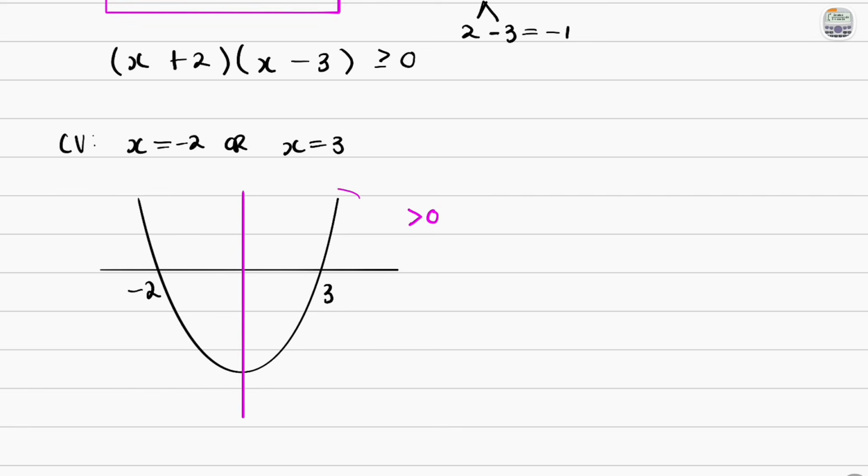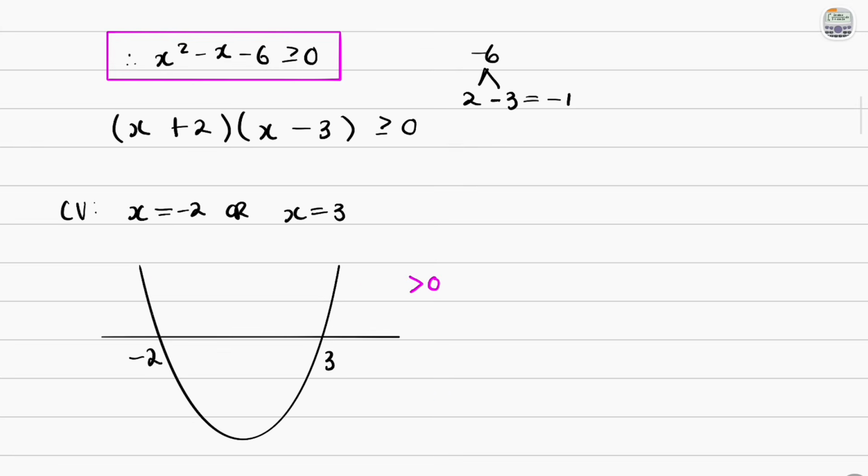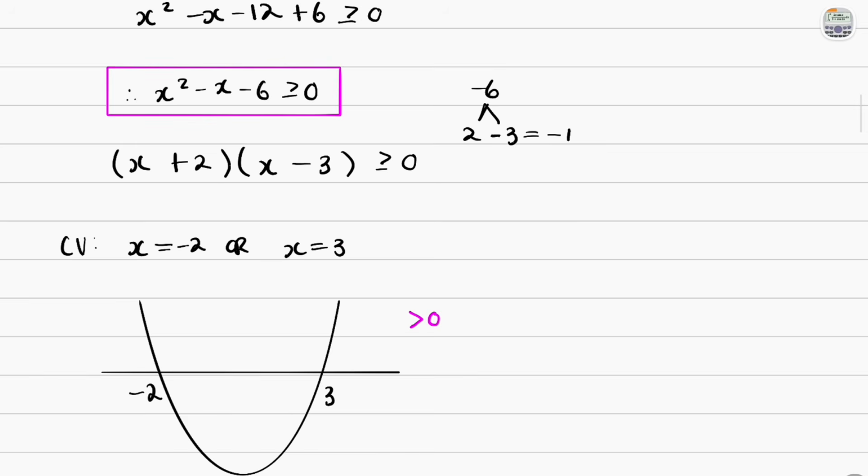So that would be all the parts of the graph that lie above the x-axis. They would all have positive y values. And if we were looking for values that were less than 0, we would look below the x-axis. So we just know that we are looking above the x-axis in this case. But we need to ensure that we are solving for x where this expression is always going to be greater than or equal to 0.